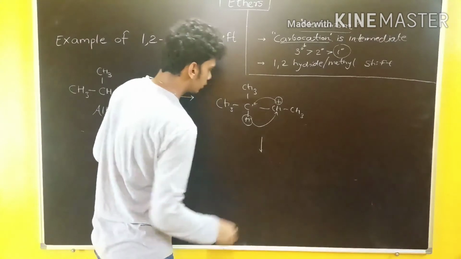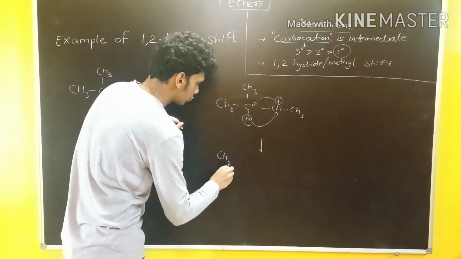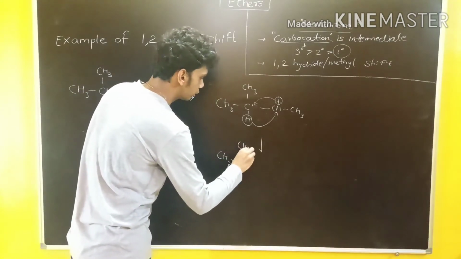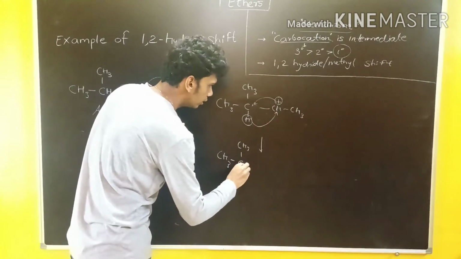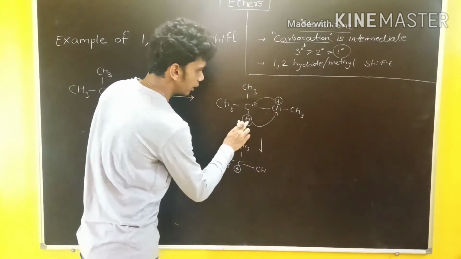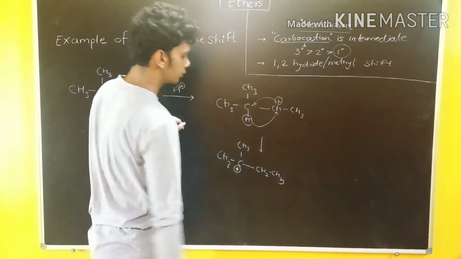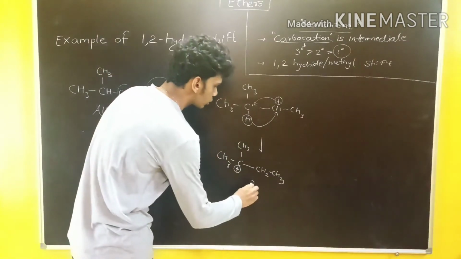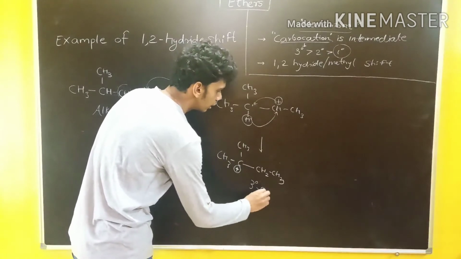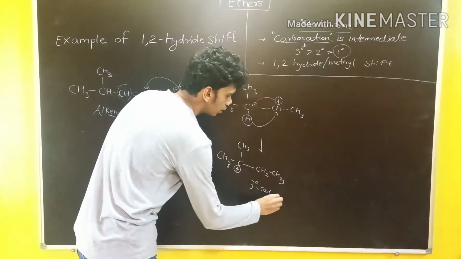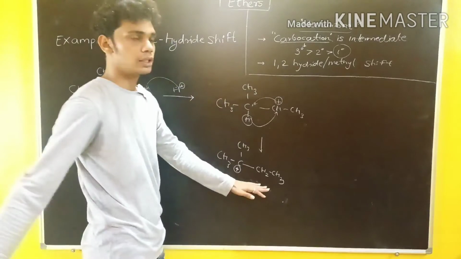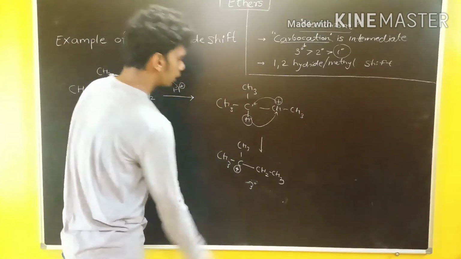So there will be the formation of CH3, CH3, positive charge goes here, CH. Now this hydrogen is shifted here, it will be CH2 and CH3 will be here. So now there is a formation of the tertiary carbocation. This is a tertiary carbocation.